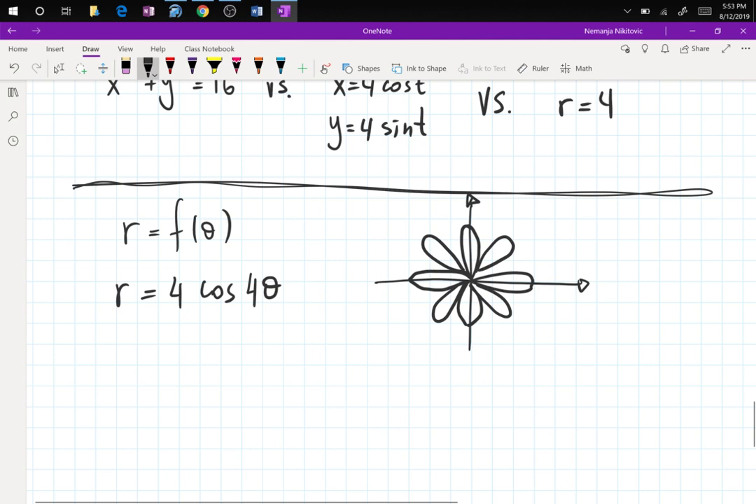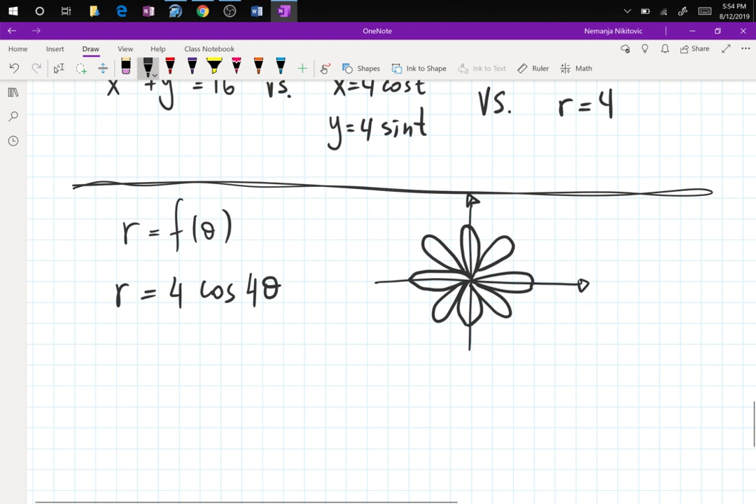4 cosine 4 theta gives you 4 times 2, 8 petals. If you are using even numbers, it doubles the amount of petals, and this is how far out it goes. You see that it goes to positive and negative 4, and this 4 inside, because it's even, times 2 gives us 8 petals. If I change that to 5, it will be 5 petals. So odd numbers give as many petals as written, even numbers times 2.